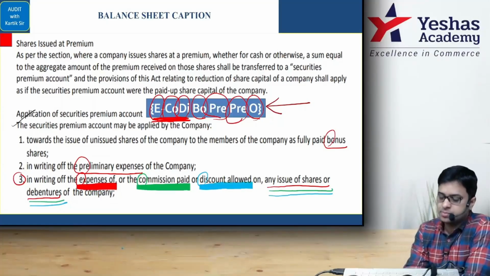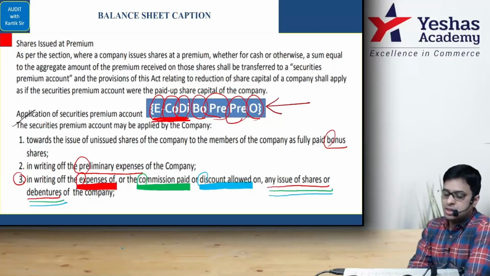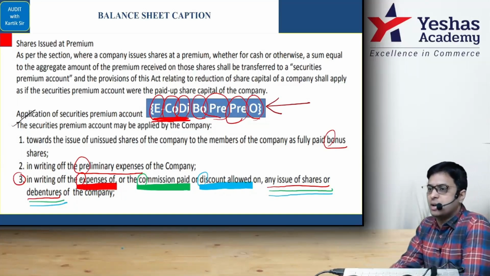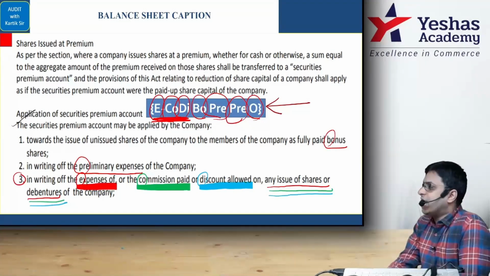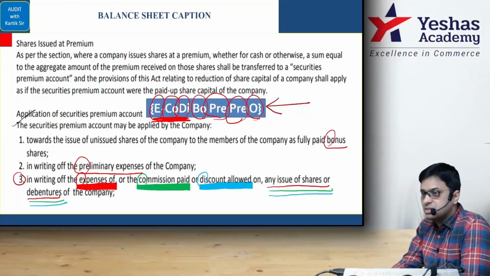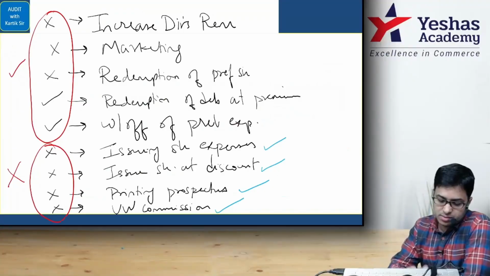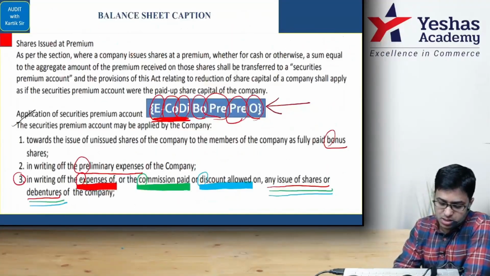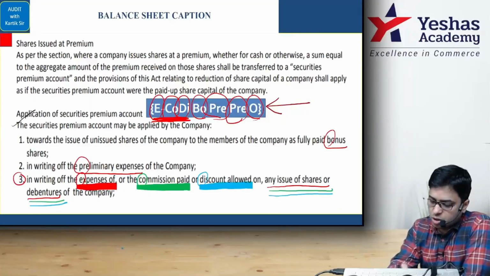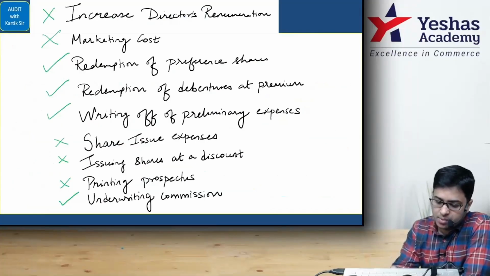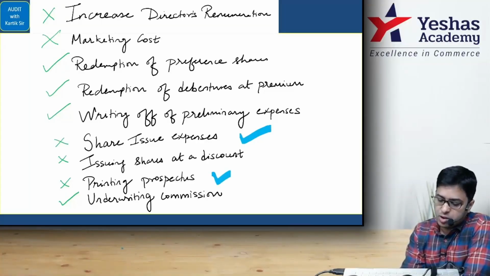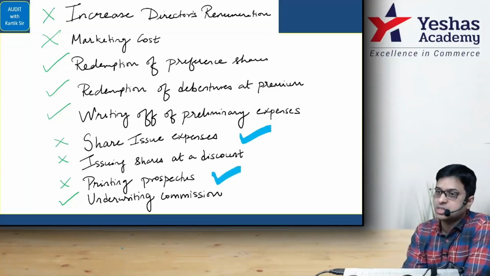E code E. Now, how it works is like this. You will read it like this: writing off the expenses of any issue of shares or debentures. Any expenses of shares or debentures, you can use the securities premium account. Any expense means these expenses are also included. Which expenses? Share issue expenses. Can we use it? The answer is yes. Prospectus printing. Can we use it? The answer is yes. Easy to understand.